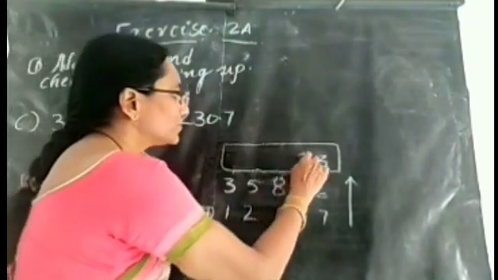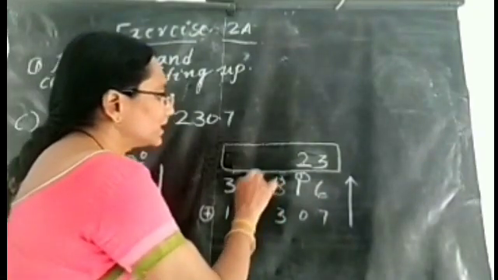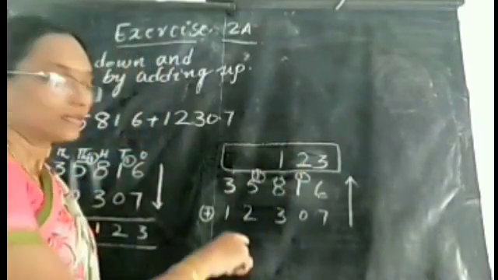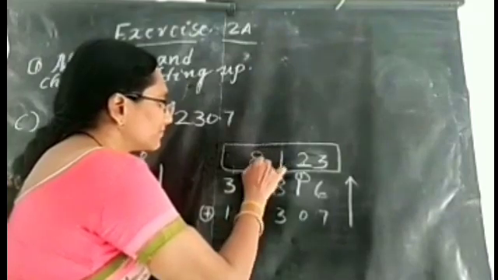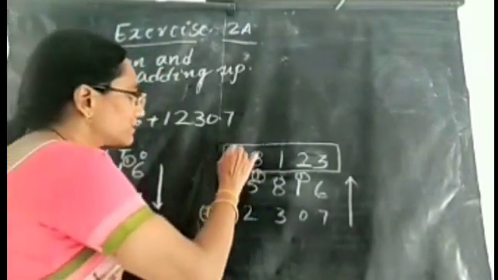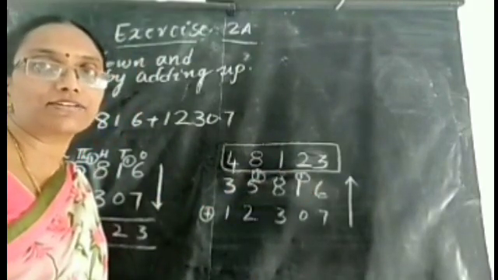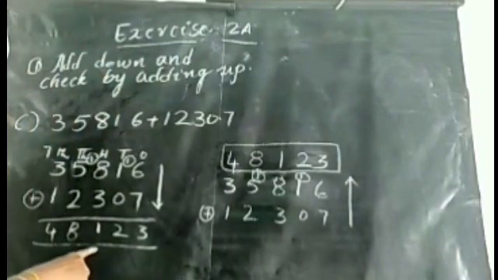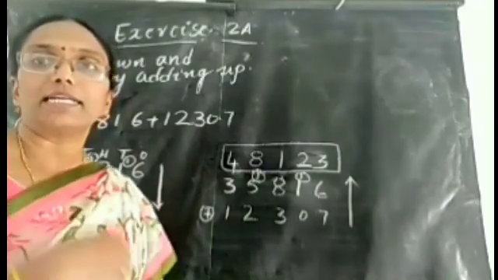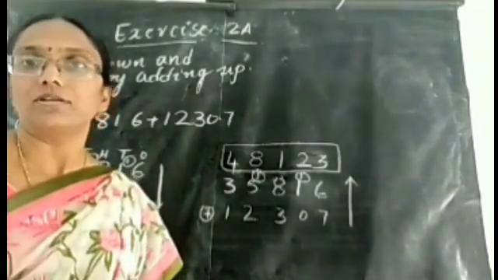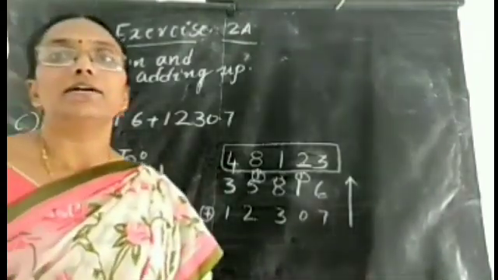1 plus 1, 2. 3 plus 8 is 11. Write 1 here and 1 here. Now 2 plus 5 is 7. 7 plus 1, 8. Right here. 1 plus 3 is 4. Okay. What is the sum here? 48,123. See here. Both are same. So by adding down and by adding up, we are getting the same answer. So our answer 48,123 is the right answer.